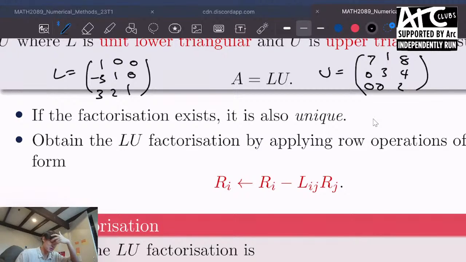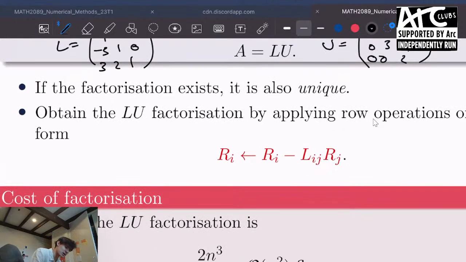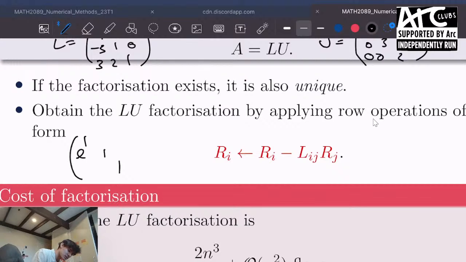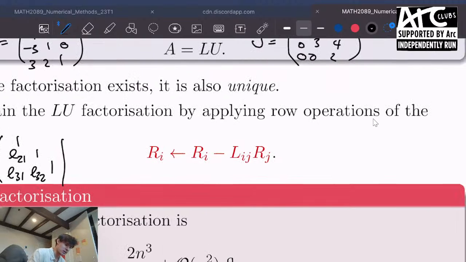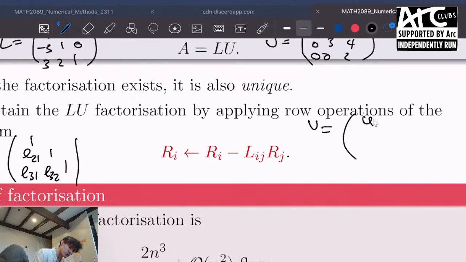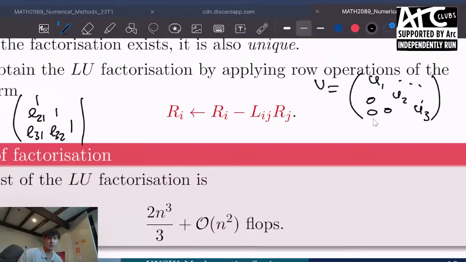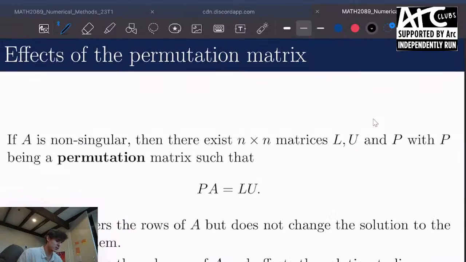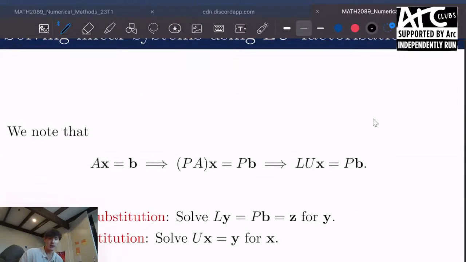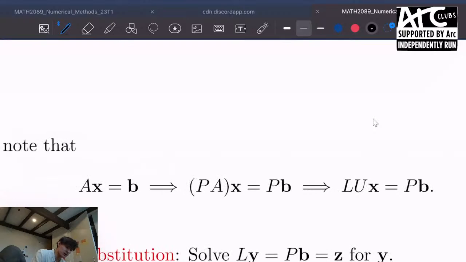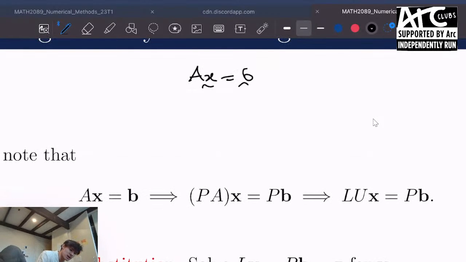A lot of the time we can just use computer software to find it, but essentially what we want to be doing is expressing L with entries like L21, L31, L32, and letting U equal something like U1, U2, etc. We need to have these values here and then multiply and solve. But the benefit of finding an LU factorization is that once we find it, it's very easy to solve a linear system. I'll give you an example. Suppose we're trying to solve this linear system, Ax equals b.